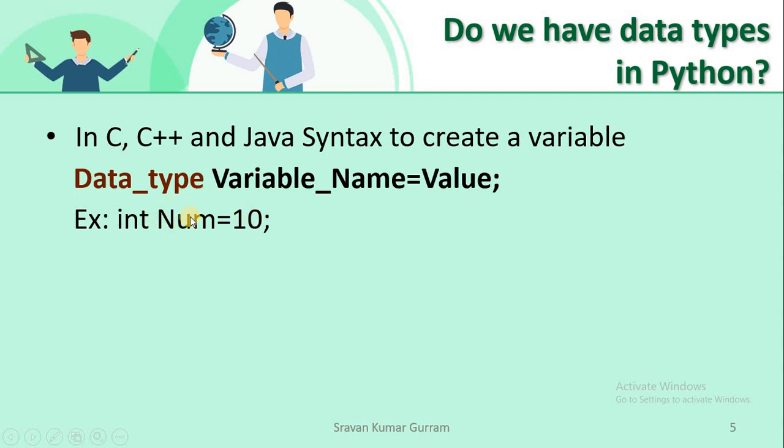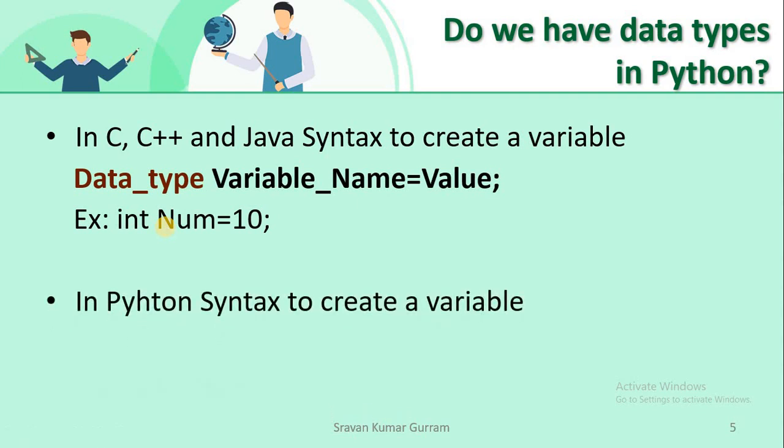When you are declaring the variable, you must write the data type before the variable name. It is compulsory. If you write int before the variable name, the compiler gets the information that this variable can store this type of values, integer type of values. But coming to Python, the syntax we use to create the variable and store the value is variable name, assignment, value. Here we are not writing the data type.